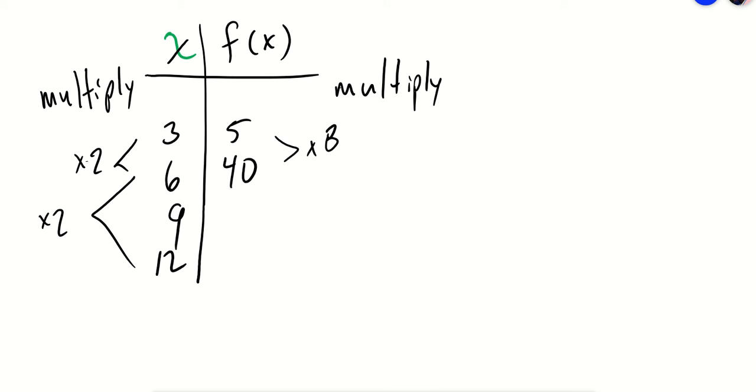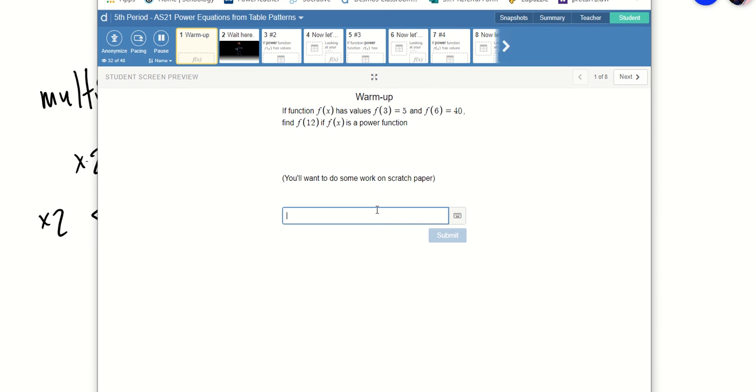So 6 to 12, you end up skipping the 9, and whatever f of x value goes with the 9. And then we're going to do another times 8 over here to figure out what f of 12 is. So 40 times 8 is 320. So then f of 12 is 320.